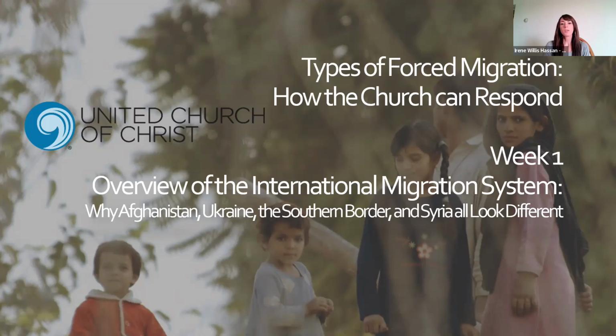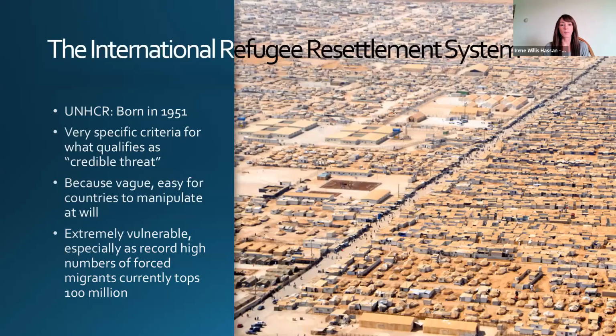So the International Refugee Resettlement System was born in 1951. That's UNHCR, which is the United Nations High Commissioner for Refugees. Of course, after World War II, the United Nations in general was born as a response to not wanting to see the mistakes of World War II happen again. So there was a very specific way in which a refugee, and a refugee is just defined as a person that had to flee their country due to political, religious, or cultural identity and persecution.